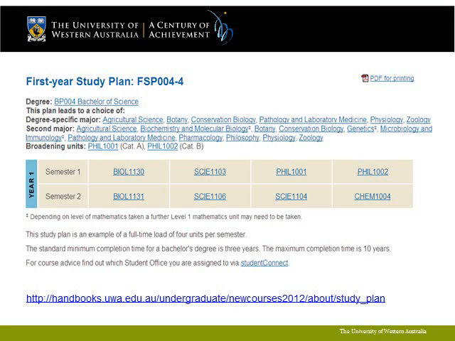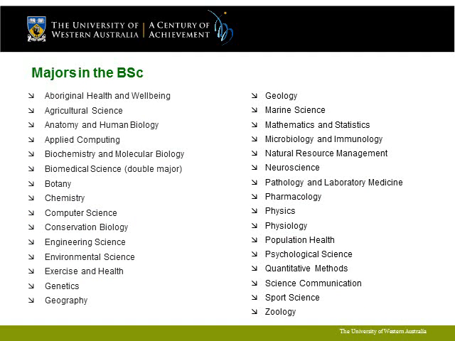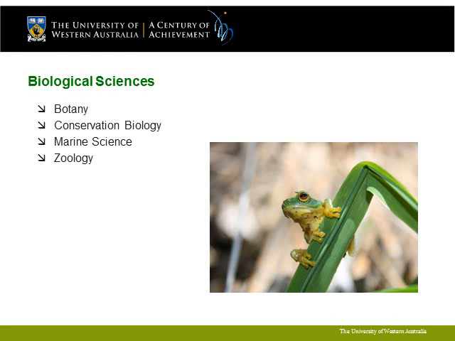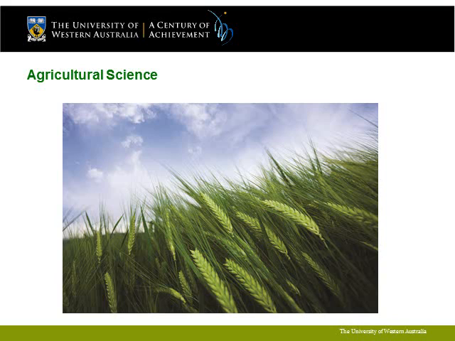The handbook also has blank study plans for you to fill out and checklists for you to use to help plan your enrolment and make sure you're on track to meet the course requirements. 31 majors can be taken as a degree-specific major in the Bachelor of Science degree. The biological sciences cover the majors botany, conservation biology, marine science, and zoology. Another closely related major is agricultural science, which includes both biological and environmental sciences.